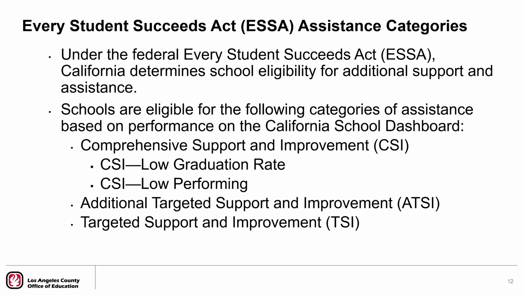So the Every Student Succeeds Act, which is what drives the identification of schools, has several criteria and eligibility categories that must be identified by the state for individual schools. And these are hierarchical, and they start with the identification of schools for CSI low graduation rate, followed by schools identified for CSI low performing schools, and then move to the additional targeted support and improvement category, and finally the targeted support and improvement category, and we're going to distinguish between those two in just a minute.